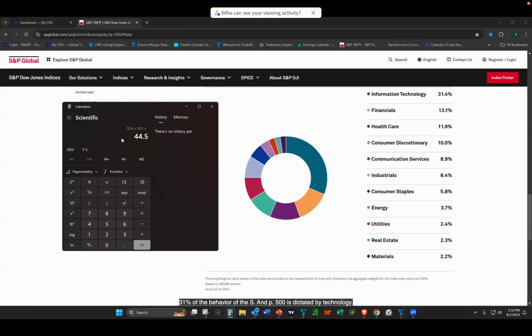31% of the behavior of the S&P 500 is dictated by technology. 44.5% is dictated by technology and financials. When we take a look at the top three sectors, 56% of what the S&P does is dictated by those three sectors, right? Now, the thing about it is this: when you look at the information technology, the combination of financials and healthcare are not large enough on their own to offset what negative impacts information technology might have on the market, right? So you have to consider here for a moment.